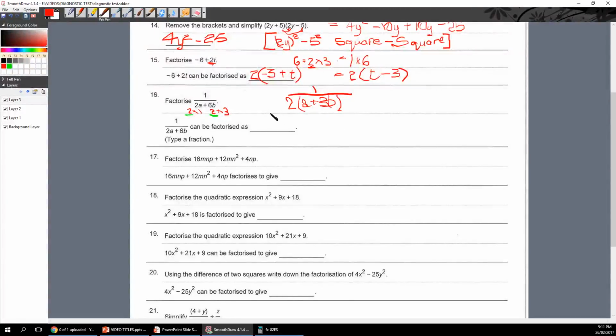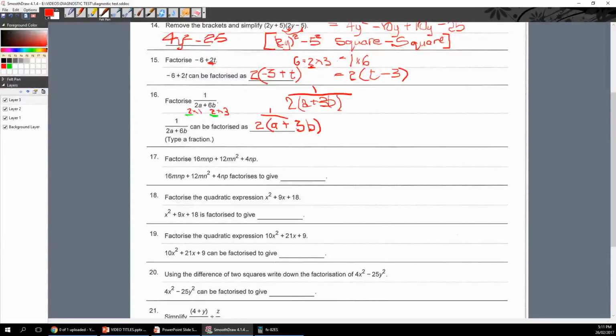Factorized. We might just write that one out a little bit more neatly. So that's 1 over 2, and you can see 2 times a would give you the 2a, plus 2 times 3b would give you the 6b. So pretty simple really, nothing too troublesome there. I'll give you the answers on the website, so the Lunar Moon site.